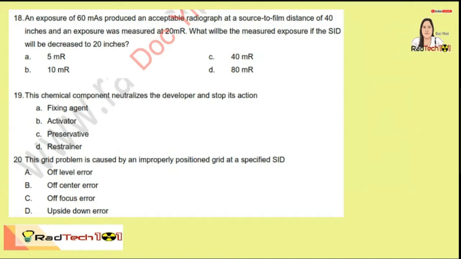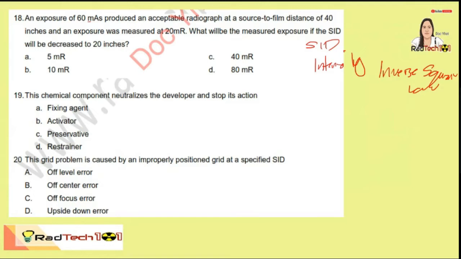Number 18. An exposure of 60 mAs produced an acceptable radiograph at a source to film distance, or yung ating SID, of 40 inches, and the exposure was measured at 20 milliroentgen. What will be the measured exposure if the SID will be decreased to 20 inches? So yung given natin dito is SID tsaka intensity. So we can use here the inverse square law. Sa inverse square law natin, meron tayong shortcut.